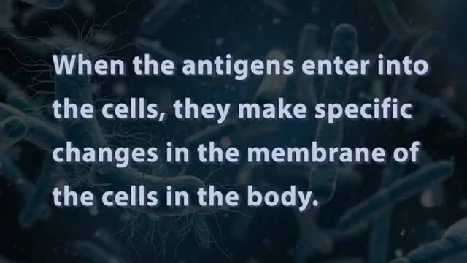When the antigen enters into the cell, it makes specific changes in the membrane of the cells in the body. Those changes in the membrane will act as a signal to the cytotoxic T cells. Activated cytotoxic T cells can then kill the infected cells. This shows the cell-mediated type of immune response.